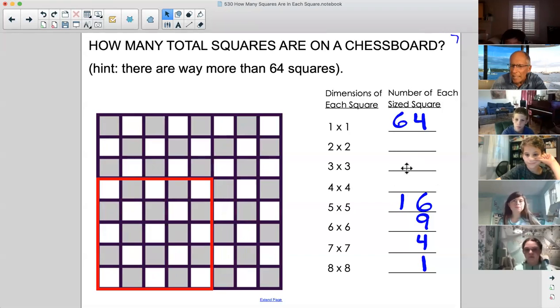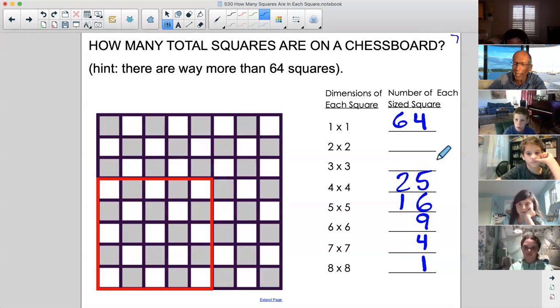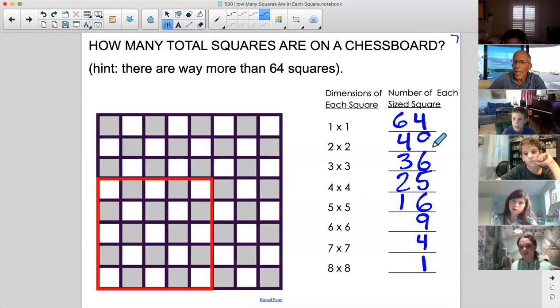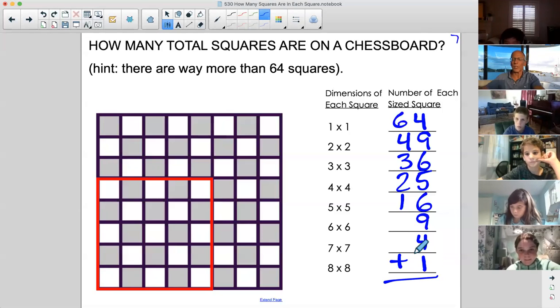What do you think the next array is going to be, guys? 20. 25. 25, of course, because that's going to be 5 times 5. And then the next one is? 36. And the next one is? 49. I want everybody to add those numbers and to send me a chat. That's going to be the total numbers.